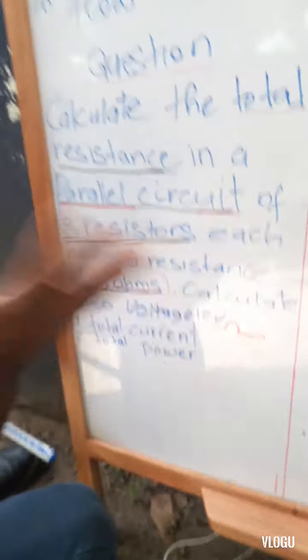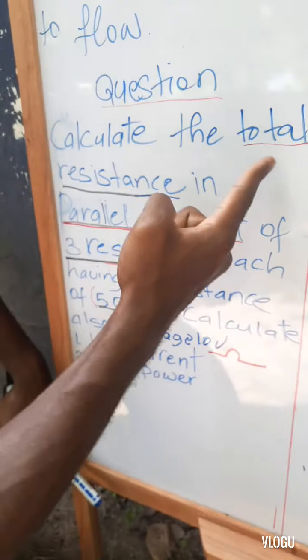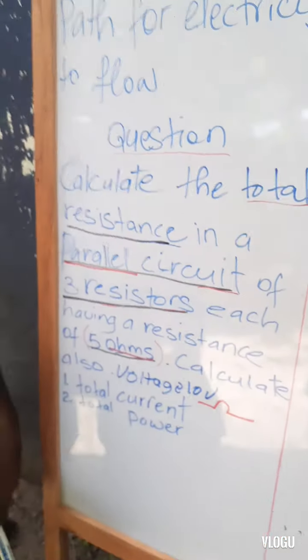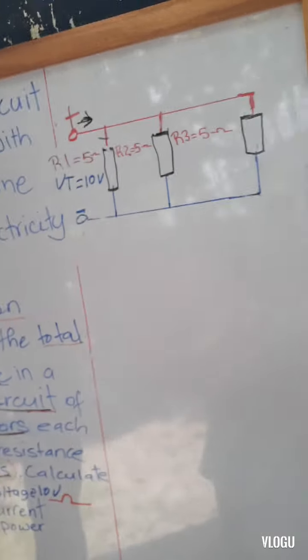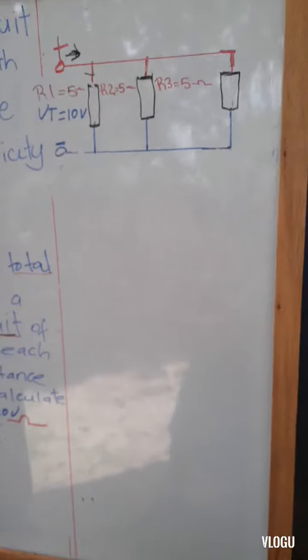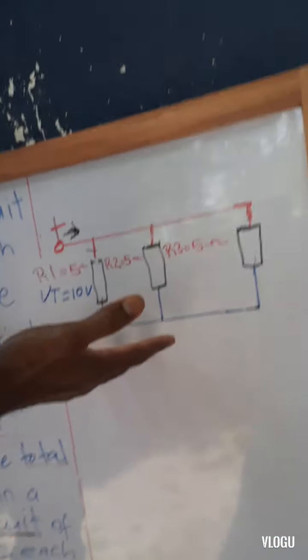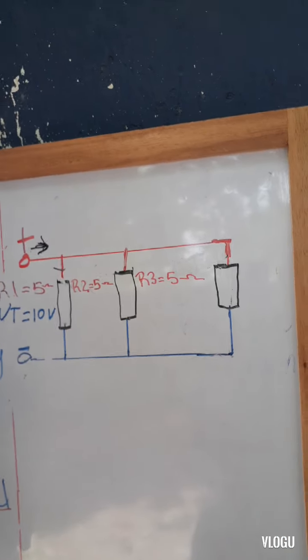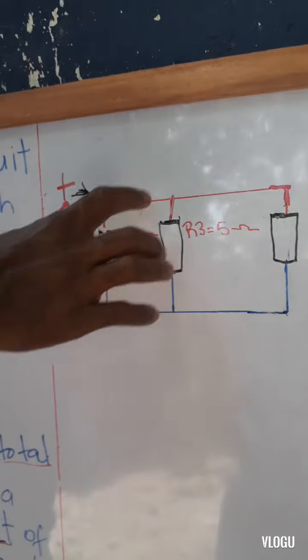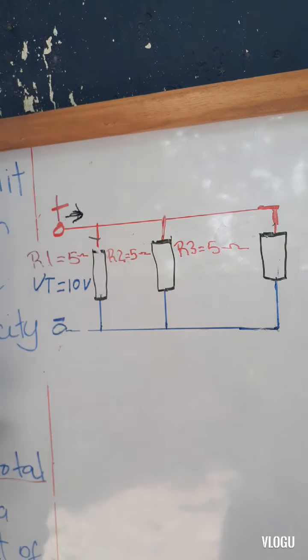Okay, so we're going to calculate the resistance first because they say calculate the total resistance. So the first thing I want to do is to draw the circuit. We're going to get our camera zoom in nicely on the circuit itself. Now, ladies and gentlemen and viewers and subscribers, this is a parallel circuit, right? According to the question we have received, this is the drawing of this parallel circuit.